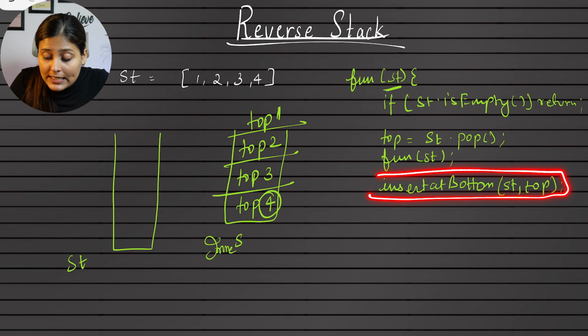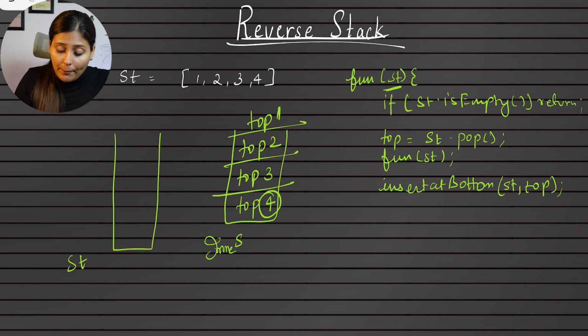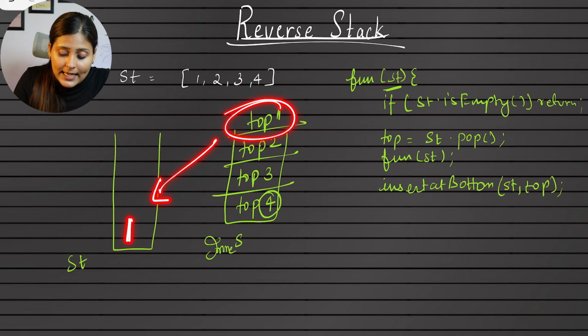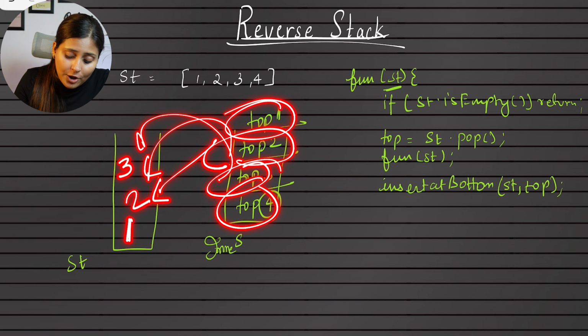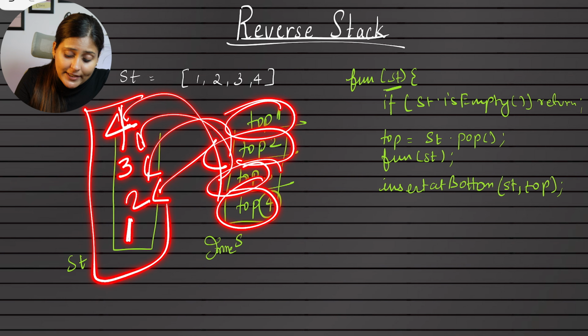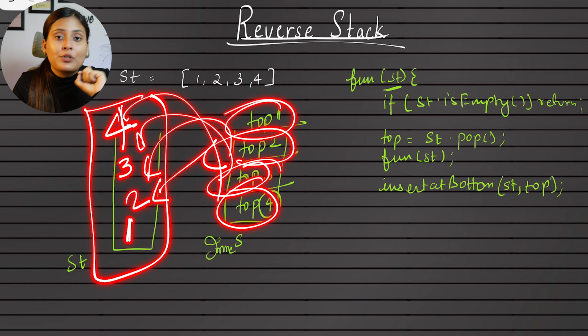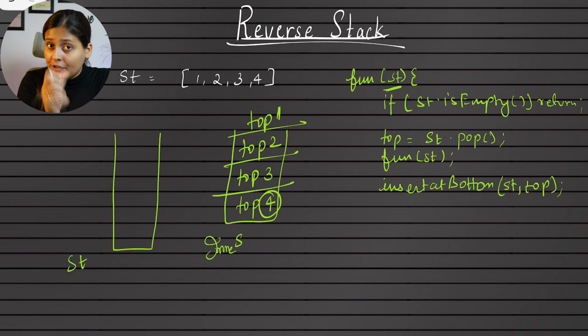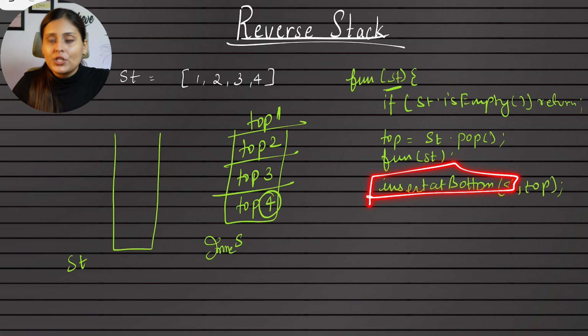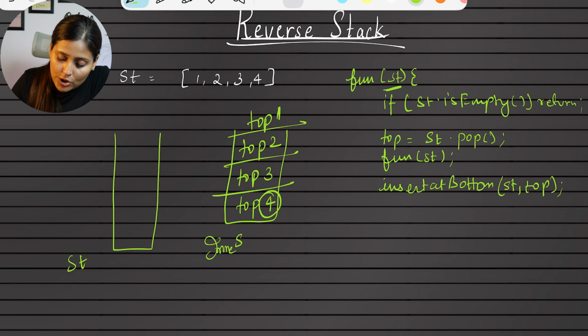Why have we not written the same call, st dot push top, because we just want to push the same top? We can do that, but when we push this 1, the second time we push this 2, third time this 3 and 4. Then you have created the exact same input stack, not reversed. So we have to make that reverse logic in another function. That function name is insert at bottom. So now we will make another function, which is insert at bottom.